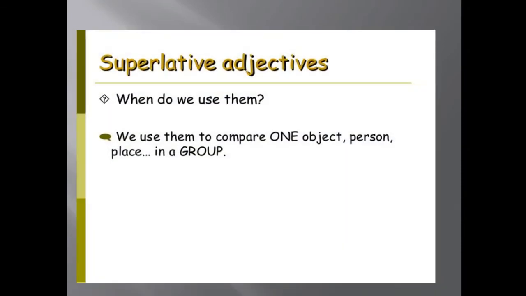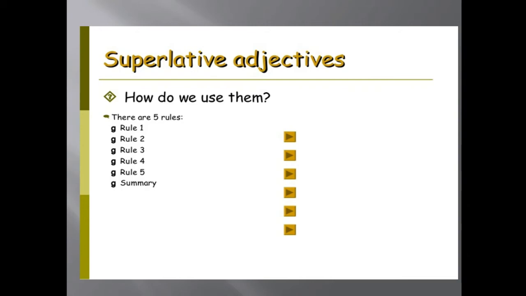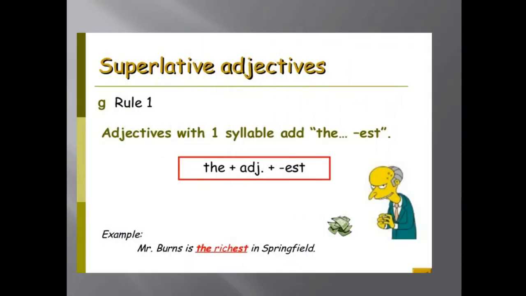Superlative adjectives, when do we use them? We use them to compare one object, person, or place in a group. How do we use them? There are 5 rules. Rule 1. Adjectives with one syllable, add the and the adjective with est. Mr. Burns is the richest in Springfield.